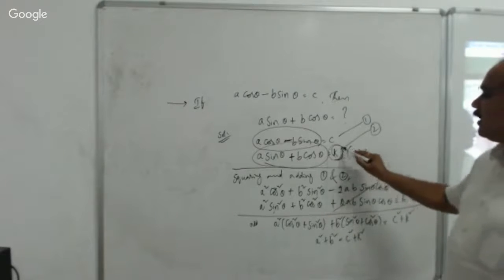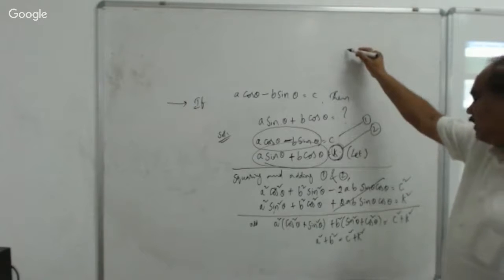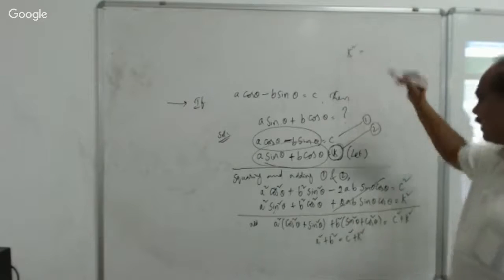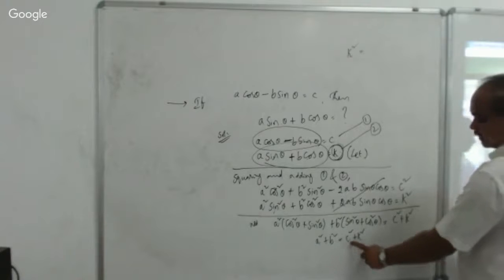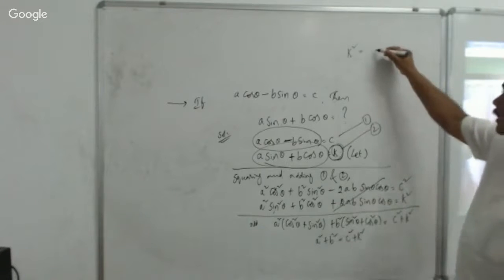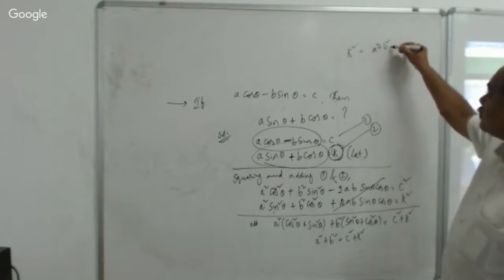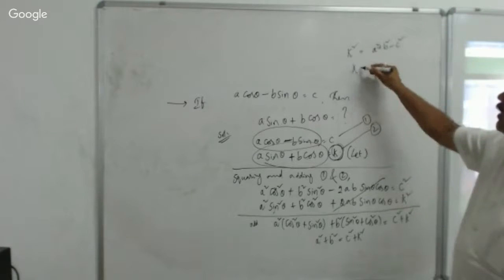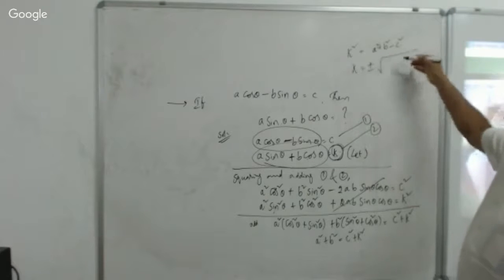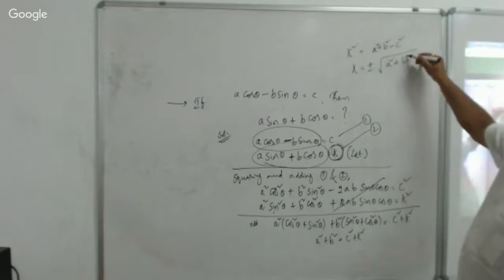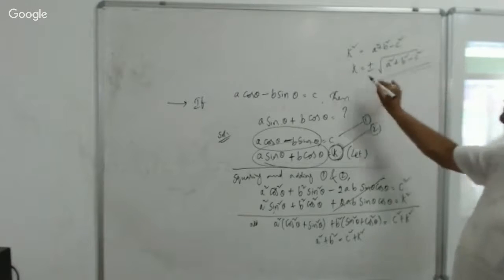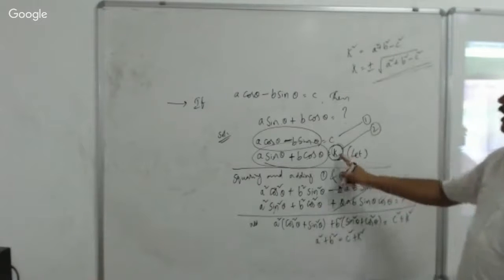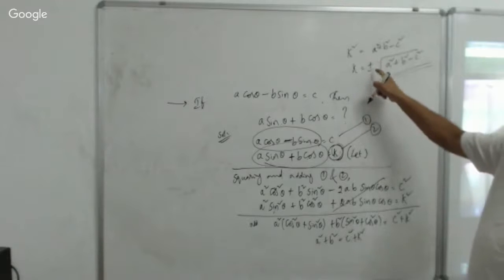But we have to find the value of k. What is the value of k? First find k square. Here k square means taking c square to the left-hand side. That is a square plus b square minus c square. K equals plus or minus under root of a square plus b square minus c square. Therefore, here the k value is plus or minus.